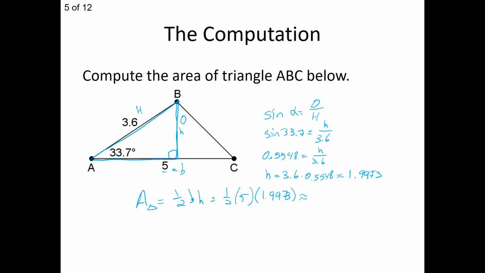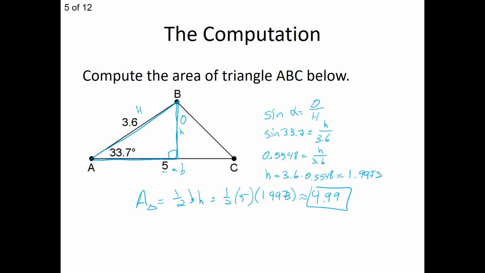Sorry, I thought I'd already done this. Okay, so 1/2 times 5 times 1.9973, we roughly get about 4.99. I'll go to the nearest hundredth. So there is the area of our triangle, 4.99. And we did that by actually using our trigonometry.